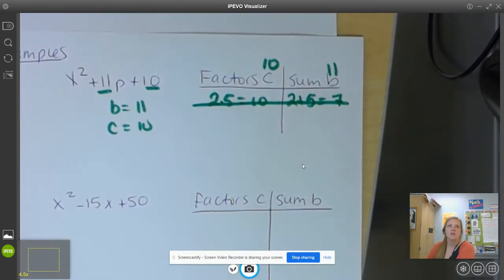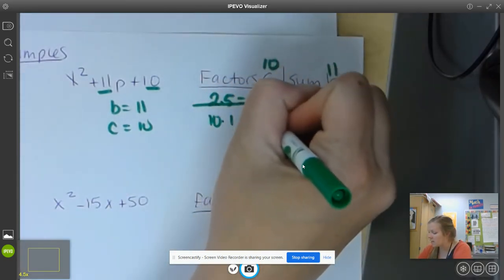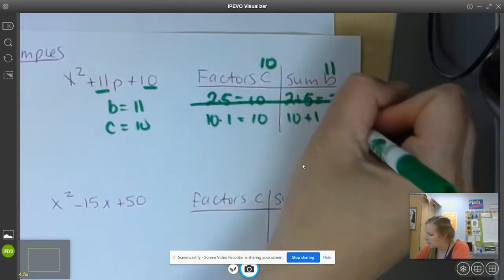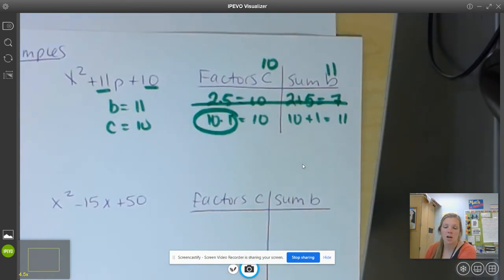And then I have to brainstorm what else multiplies to be 10. And in this case, 10 times 1 equals 10, right? And then I try again. 10 plus 1 is 11. So I know that 10 and 1 are my factors. Those are the two numbers in my problem.